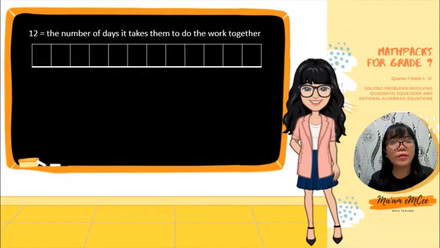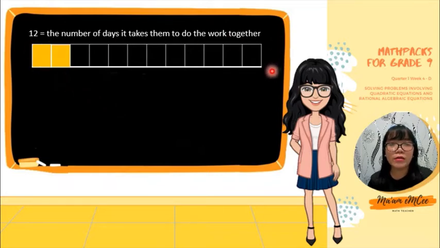So 12 is the number of days it takes them to do the work together. If Jackson and Siebel work together, it will take them 12 days to finish a certain job. On the first day, they will be finishing 1 out of 12 part of their work. So their accomplishment is already 1/12 of the job. And then on the second day, they will be finishing 2/12, or that is already 1/6 when reduced to lowest terms. So 1/6 of the job was already done by Siebel and Jackson.